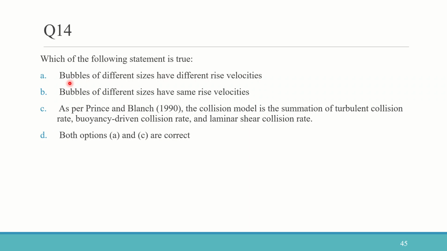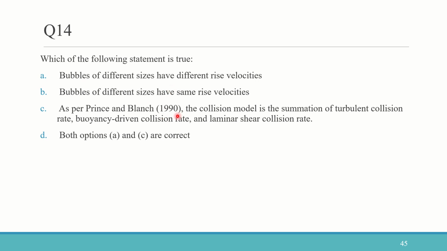So we all know that bubble rise velocity is different for different sizes, and it is proportional to the size of the bubbles. If it is a smaller size, bubble rise velocity is lower compared to the larger size, whose bubble rise velocity is higher. So the first statement is right: bubbles of different sizes have different rise velocities. True. The second statement is false because different sizes have different rise velocities, not the same. So option B is false. Option A is true.